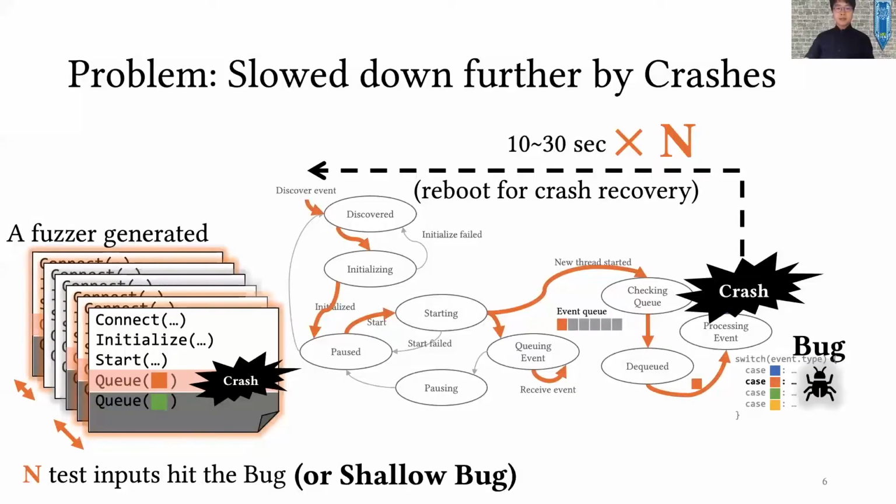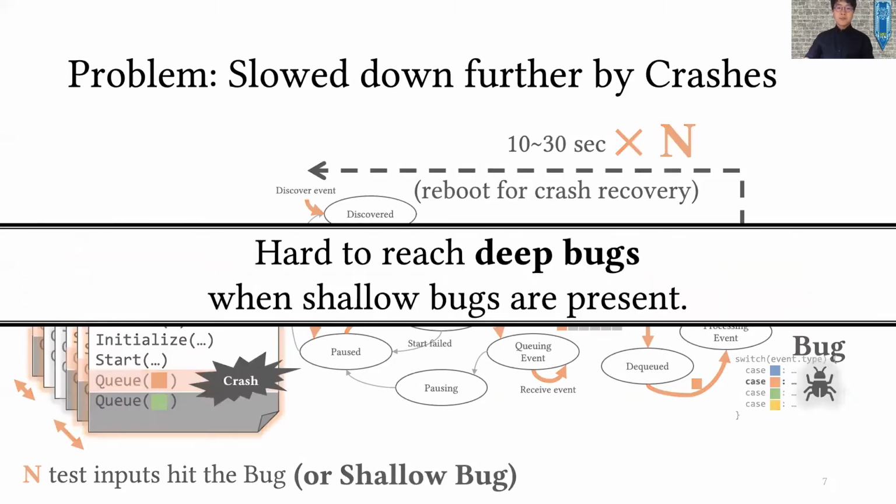The problem gets exacerbated by crashes, especially repeated crashes caused by so-called shallow bugs. When the fuzzer hits a bug, it can corrupt the system state, which typically requires a reboot for recovering from a possible corruption. Such crash recovery can take tens of seconds, and fuzzing becomes even slower, making it hard to reach deep bugs with the presence of shallow bugs. Because as I just mentioned, the fuzzer just repeatedly hits that shallow bug.